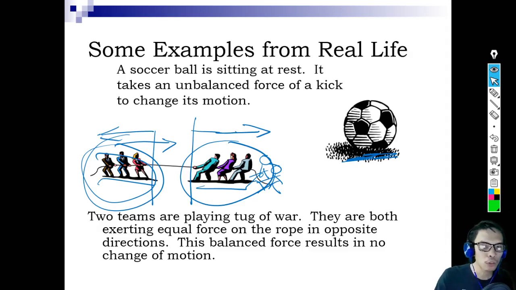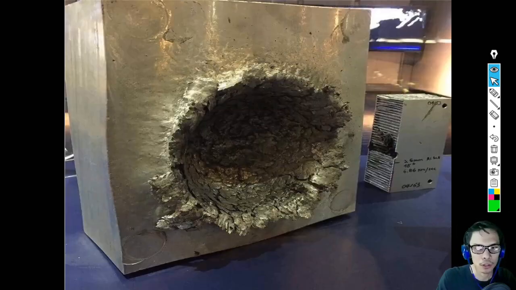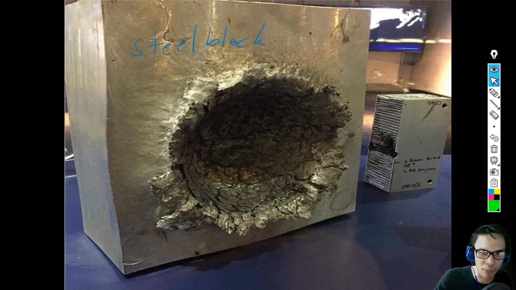So that's how you change the scenario of an object, from stationary to motion. This picture shows the effect of an object that gains a lot of momentum in space. This is a steel block which is hit by baseball-sized space debris.